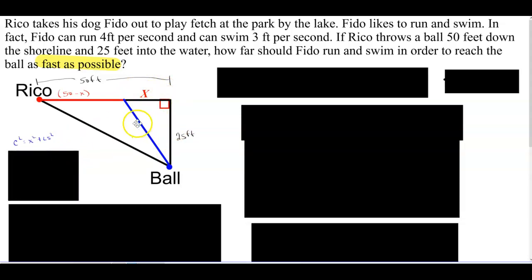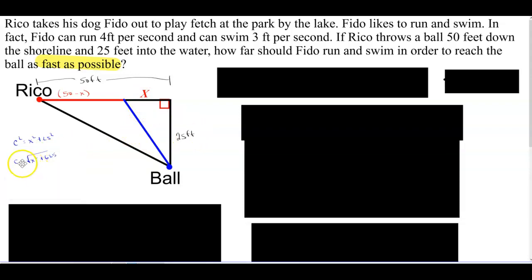So it's friendlier to call this distance x. And then we can say, okay, to find the length of the hypotenuse, c squared equals x squared plus 25 squared. Do some quick algebra, get c by itself, and now I have the exact length that I need for the distance that Fido would swim. All right, so here's my equation. I have the distance that he would run and the distance he would swim.